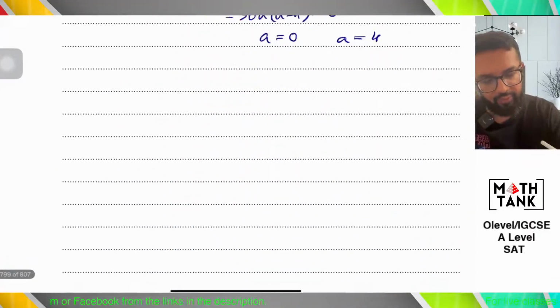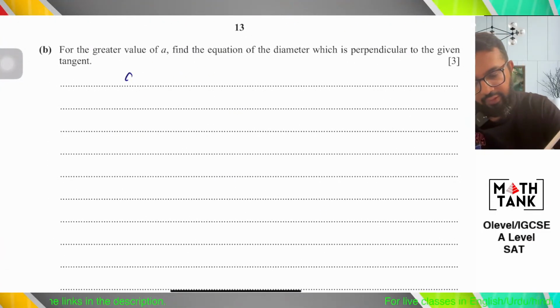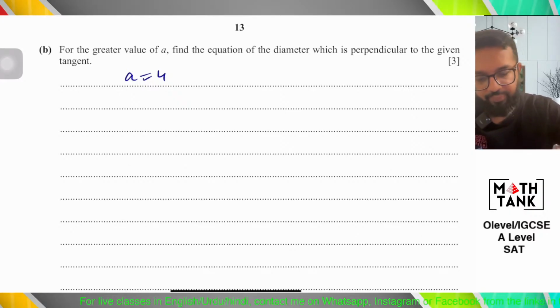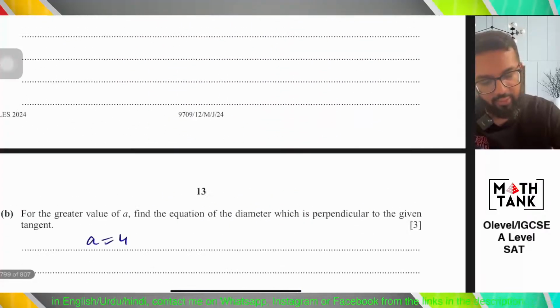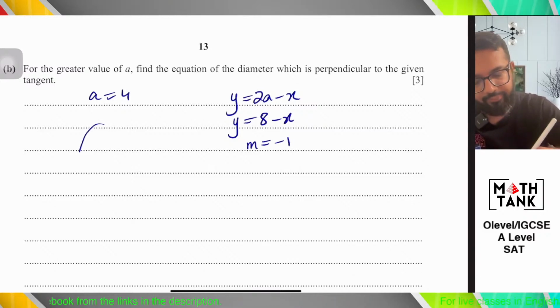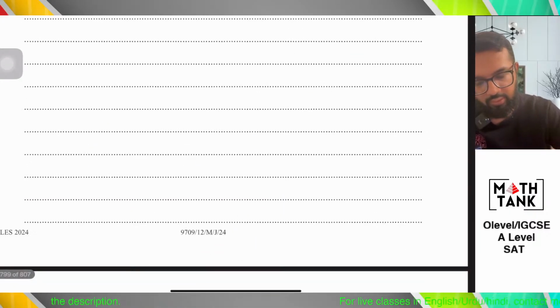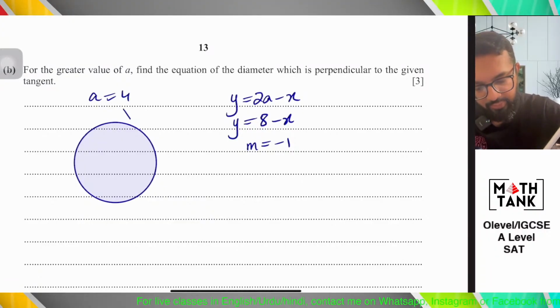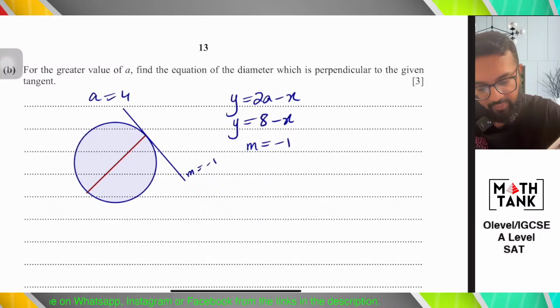And the two possible values of A. For the greater value of A, which is 4, find the equation of the diameter perpendicular to the given tangent. Okay. So the tangent has a gradient of -1. The gradient is -1. I don't know the point right now. This has a gradient of -1. I want to find the equation of this red diameter.